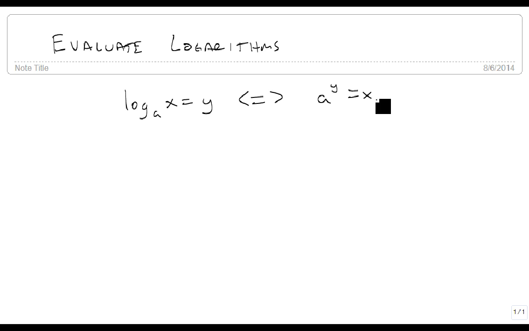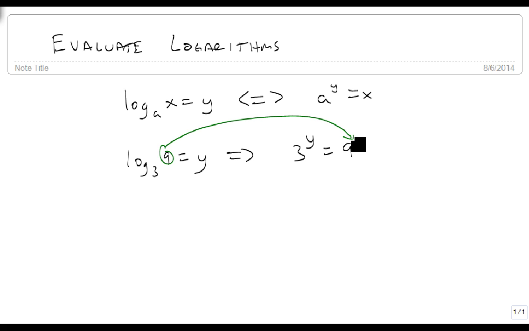We're going to start with the case of log base 3 of 9, and we're going to let that be some unknown number y. Well, this means that we can convert this to our base 3 raised to the y power equals 9. Remember, the 9 is currently on it, so it has to come off, and the y is off of it, so it has to go on.